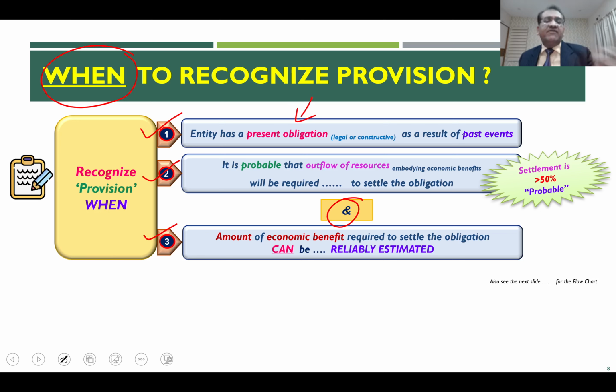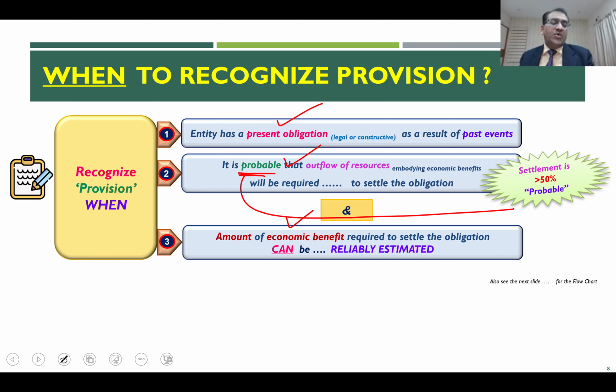So the entity should have a present obligation as a result of a past event, and it is probable that the outflow of resources embodying economic benefits will be required to settle that present obligation, and the amount of economic benefit which will be required to settle the obligation can be reliably estimated. So these three are the cumulative conditions. At the point in time when all these three conditions are met, an entity under the current requirement of IAS 37 and Ind AS 37 is required to recognize provision. And when we say probable here, I'm sure you would be aware, probable basically means more likely than not, that is, more than a 50% probability threshold.